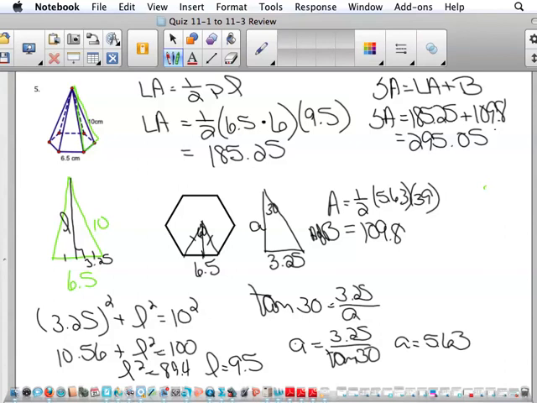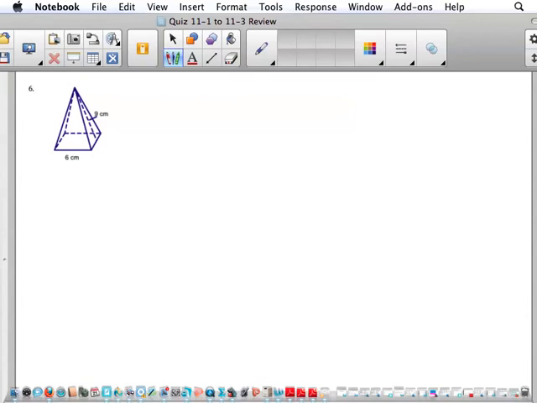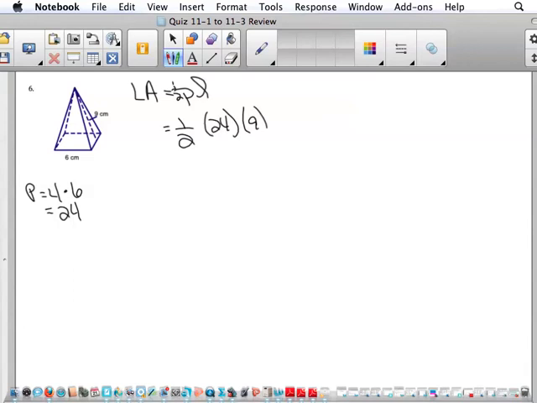Okay, next one, little easier. The next one's a little easier because now, do you see that dotted line? That's down the center of that triangle. So that is the slant height. So that makes this one a little easier to look at. I'm looking for the lateral area, which is 1/2 the perimeter times the slant height. Well, the perimeter is just going to be 4 sides times 6 centimeters each, 24 centimeters. So 24 times the slant height, which is 9.